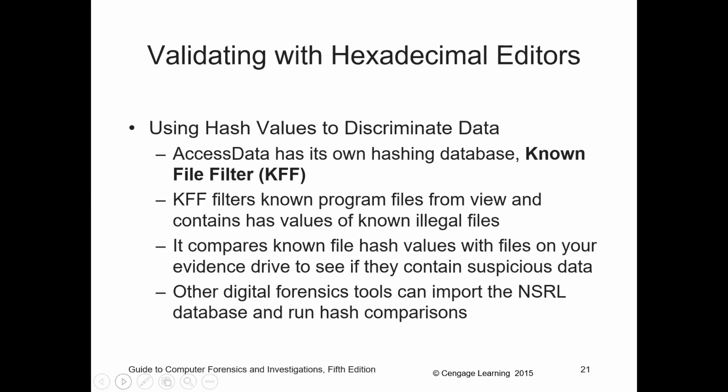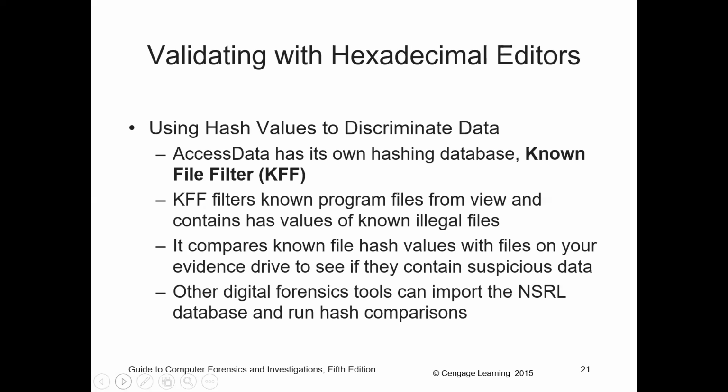We can also use hash values to discriminate data. In discriminating data, we can use a tool, for example, AccessData. AccessData has its own hashing database, called the KFF, that is the Known File Filter. The known file filters are known program files, and they also contain hash values that are known as illegal files. So it helps us to determine those which are legal and those which are illegal.